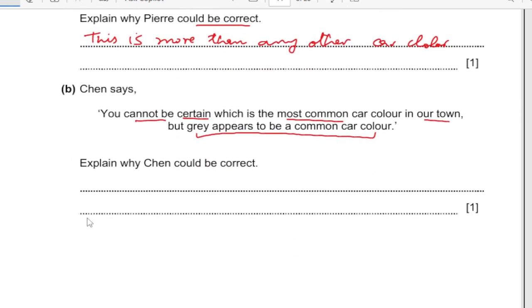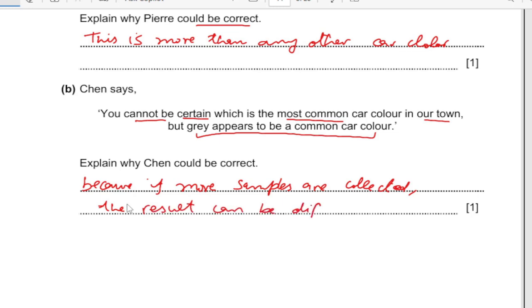So we can say it cannot be certain because if more samples are collected, then the result can be different. So that's why we cannot be sure about this result, right?